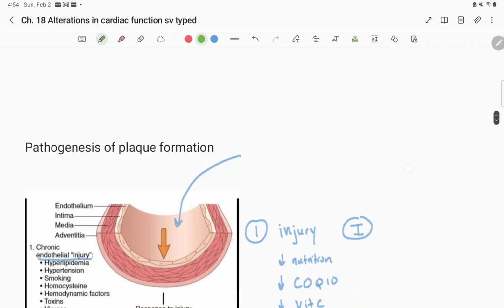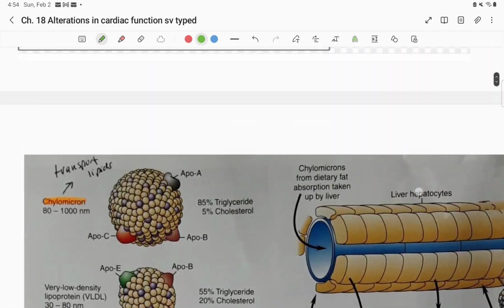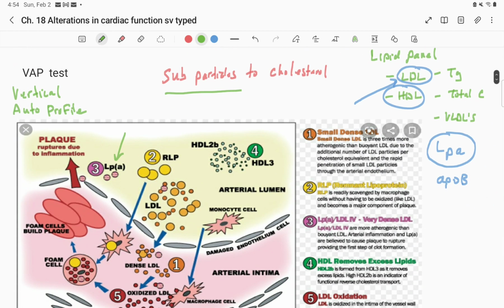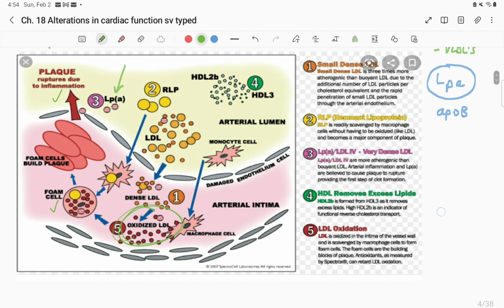Okay, let's go back to the top. So in this particular section, what I would like for you to know is that we have different subparticles to cholesterol. It is the oxidation of the, so right here, number 5, the oxidation of the LDLs that create these foam cells that go in and deposit this plaque stuff. Okay, so inflammation is to blame, and then diet and lifestyle stuff.